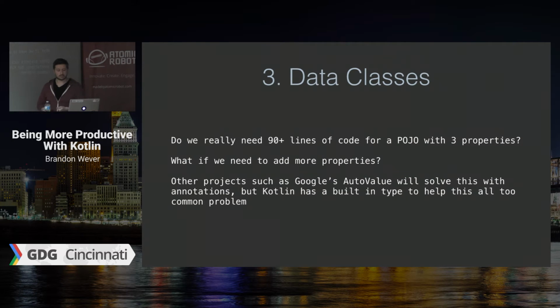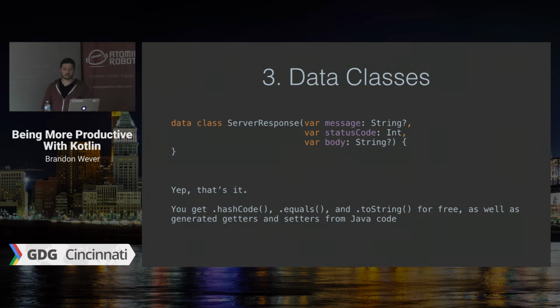So some other projects, such as Google Auto Value, solve this with annotations. But Kotlin actually has a pretty cool way of solving it as well. So first off, it says data in front of the class. So you're saying this class is going to be used for data. And then this part right here is the constructor, and also the declaration of the variables for the object. So server response has properties message, status code, and body, and you can call it with a normal constructor syntax and pass those in.